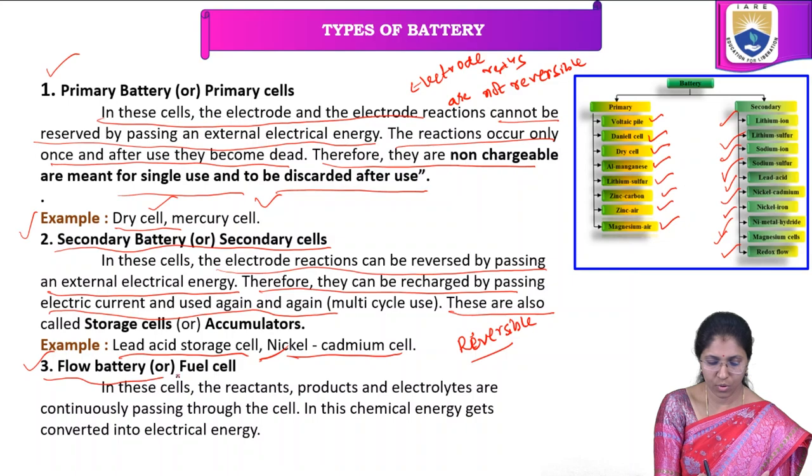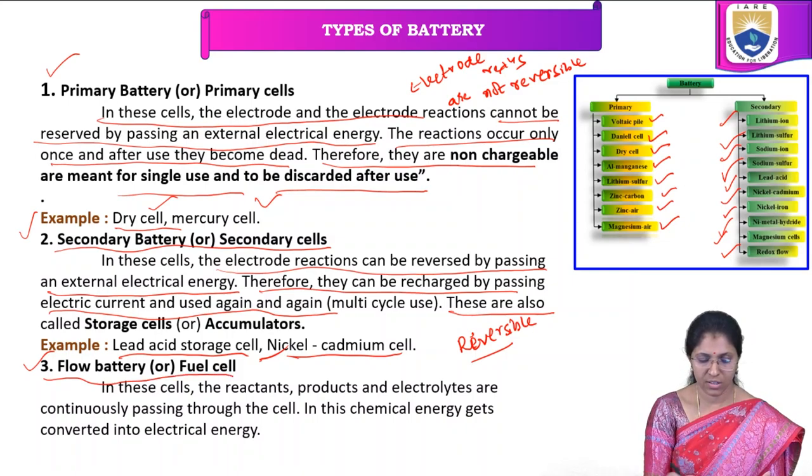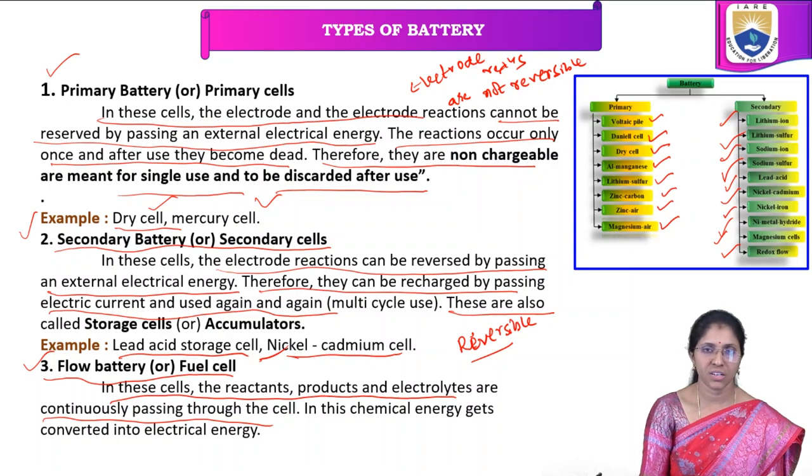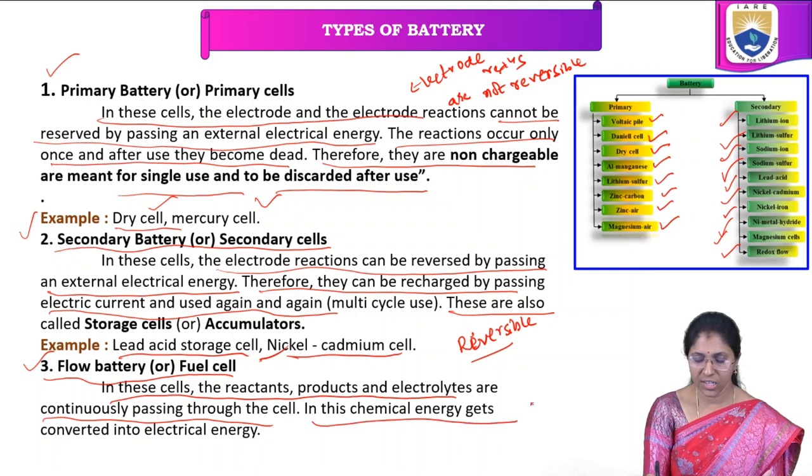So what is a flow battery or fuel cell? In these cells, all reactants, products and electrolytes are continuously passing through the cell. This type of cell is called a flow battery or fuel cell. In this, chemical energy gets converted into electrical energy.